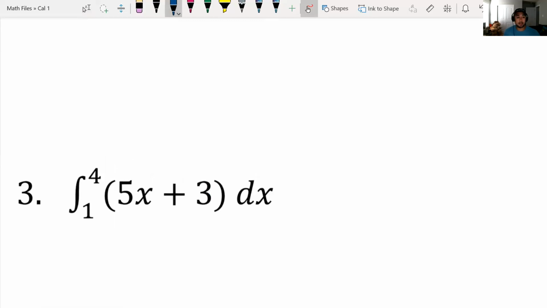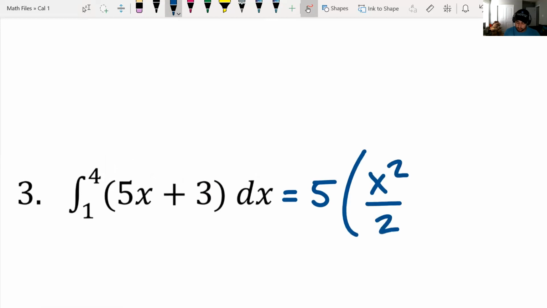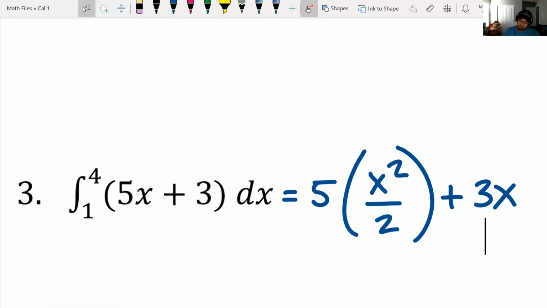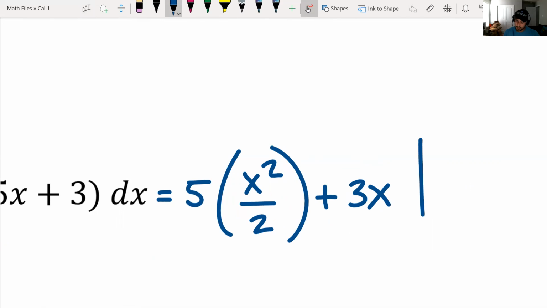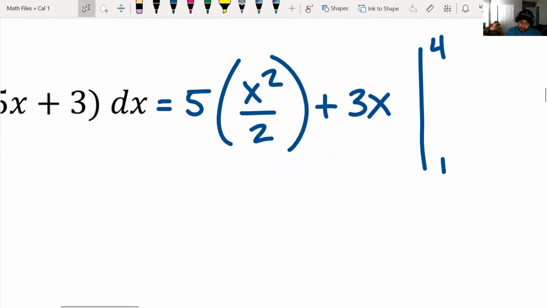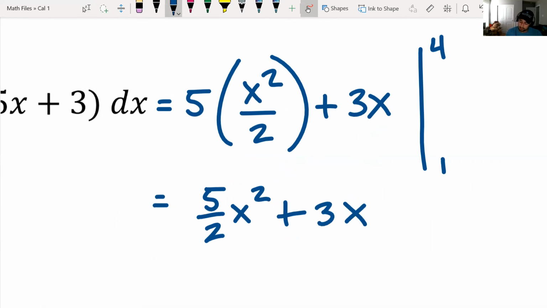So let's go ahead and find the antiderivative of this on the interval 1 to 4. And first thing is power trick on 5x. The 5 stays out, and you get x squared over 2, plus 3x. That's it, 1 to 4. We will then evaluate from 1 to 4. Okay, let's make it look pretty, and you get 5 halves x squared plus 3x from 1 to 4. Now plug in 4, plug in 1.